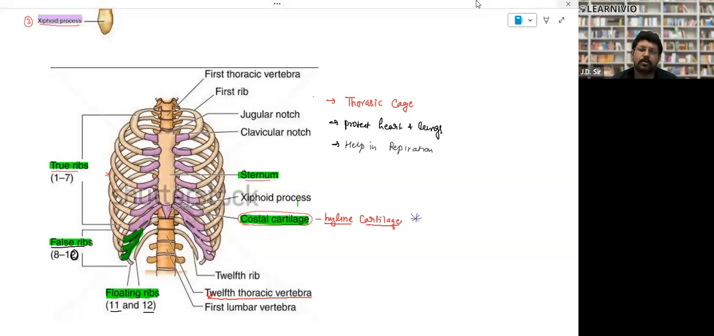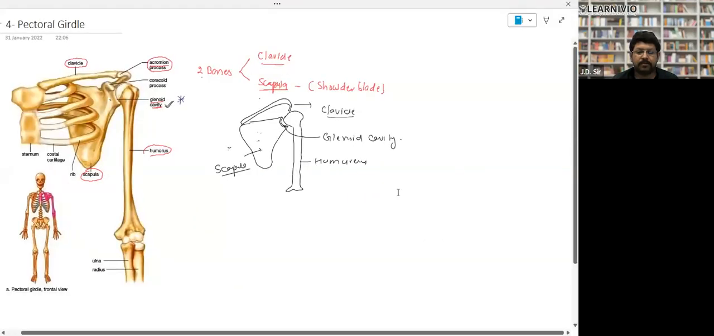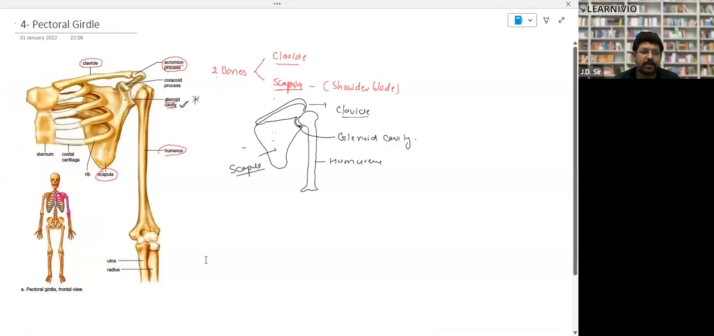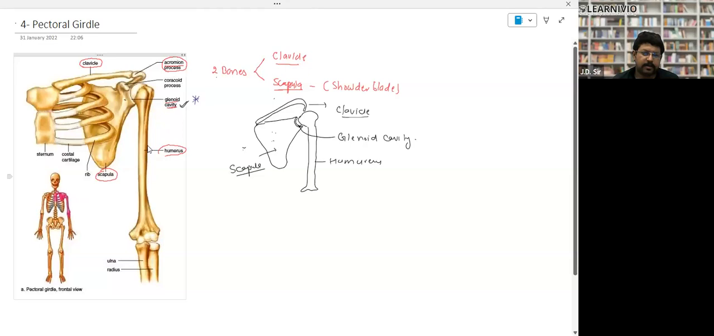Yes, sir. Now the bones of the arms are not that important, but I have seen a question on the glenoid cavity, right? This is the most simple: radius and ulna. These lower bones are called radius and ulna. This arm bone is called humerus. The head of the humerus rotates in a cavity called the glenoid cavity.